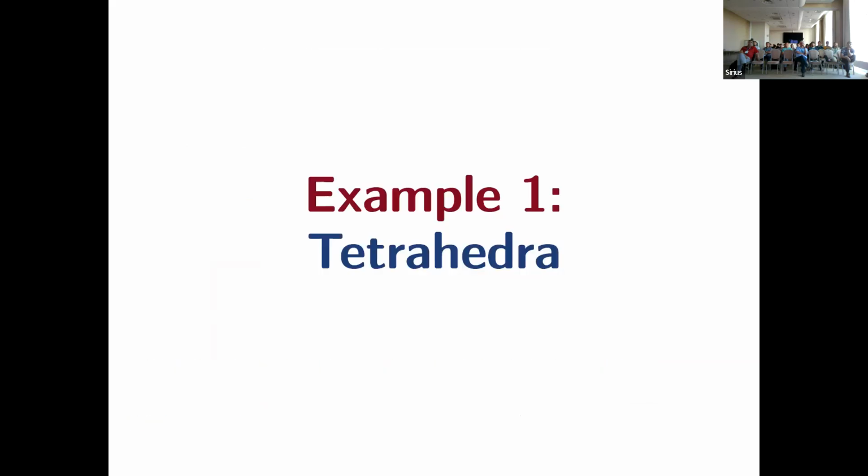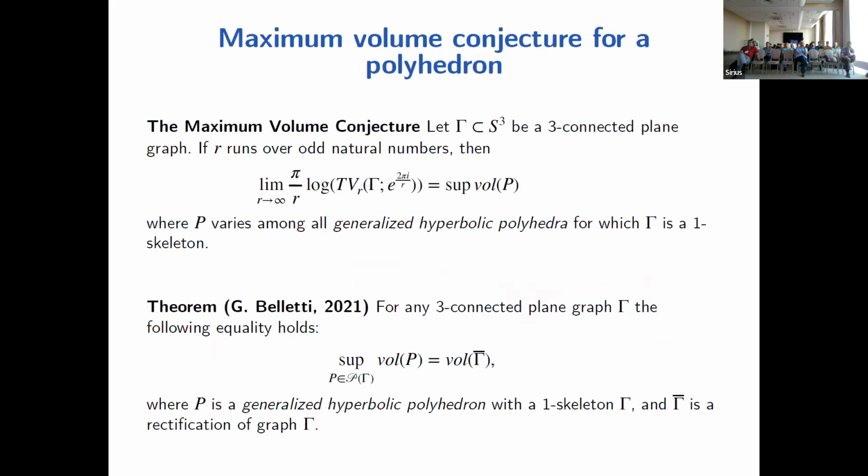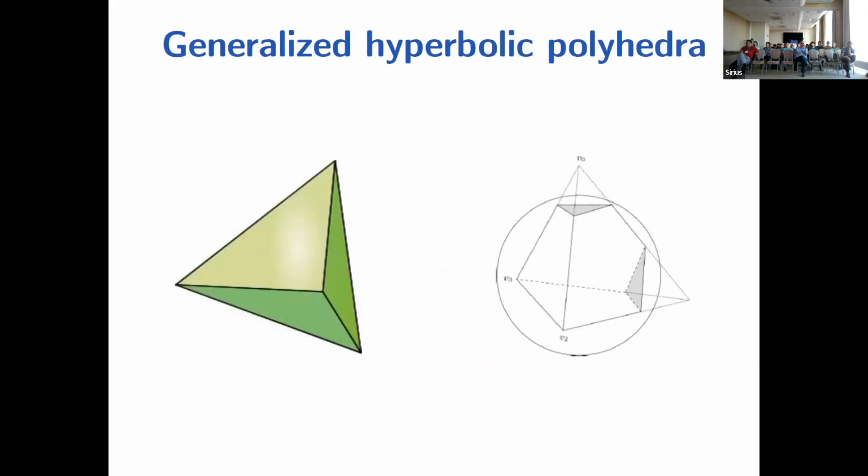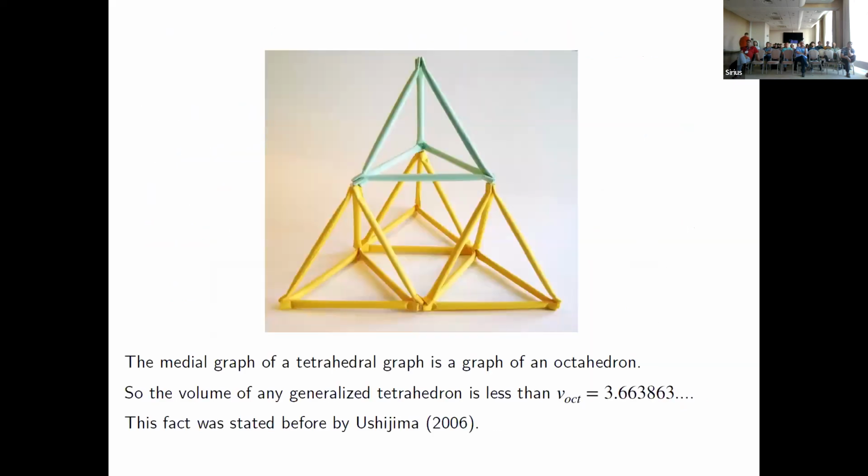First, an example; the simplest example is the tetrahedron. What I want to do here is use this latest result to get volume bounds. If we know that the supremum of the volume of P is equal to the volume of gamma overline, then the volume of P is less than or equal to the volume of gamma overline. So if we can calculate, or estimate from above, the volume of gamma overline, then we can get some volume bounds. And the first example is the tetrahedron. In this picture, we see the graph of the tetrahedron and its medial graph, which is drawn inside of it.